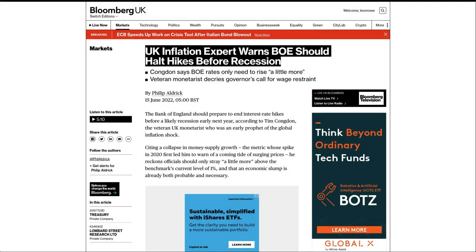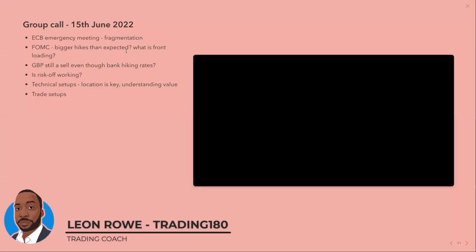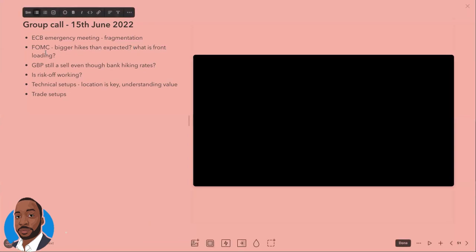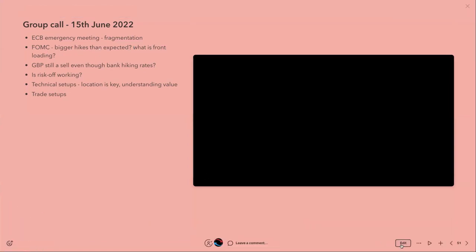That leads me nicely into something called front loading. I don't know whether you guys have picked up on this word. What is front loading? Has anyone seen that mentioned in articles? Front loading rates, front loading interest rates.